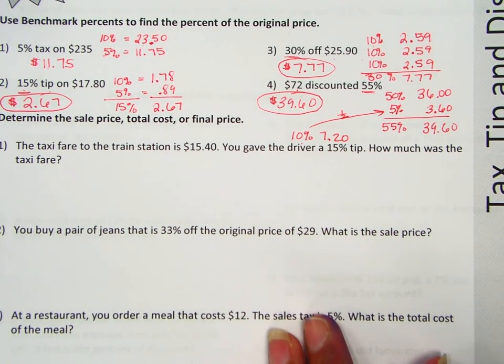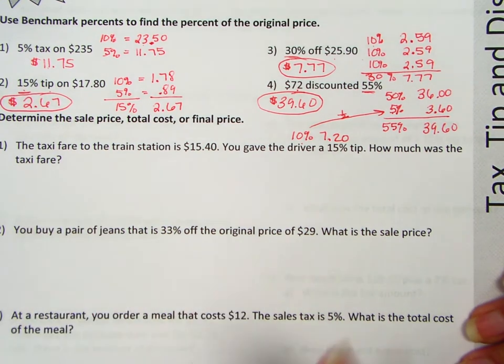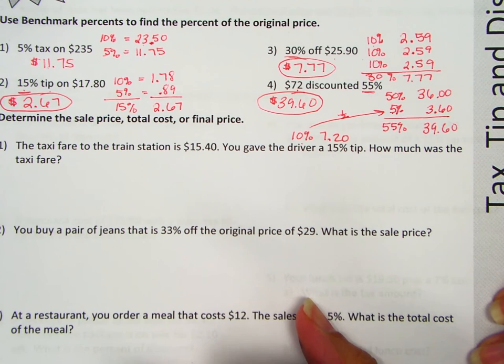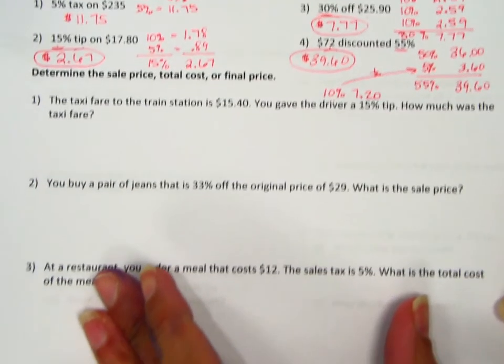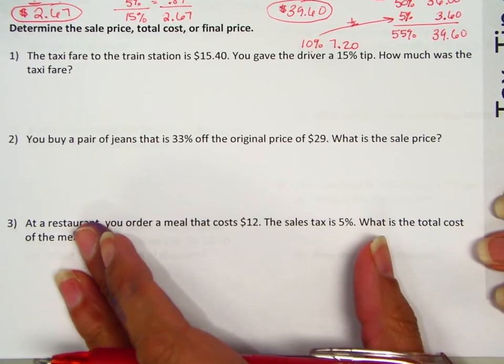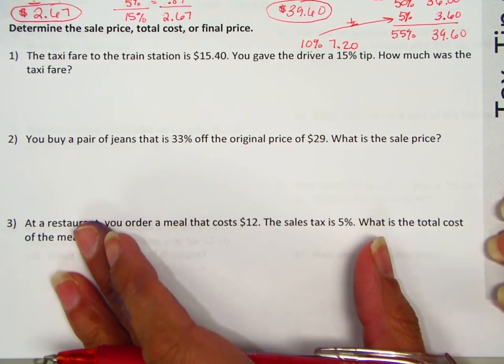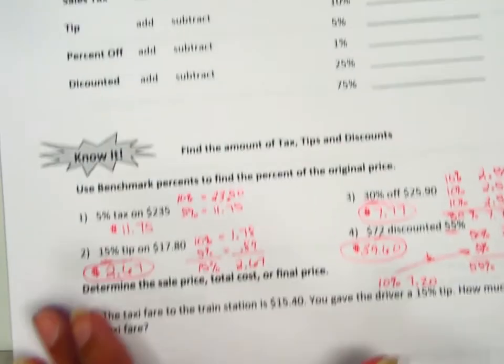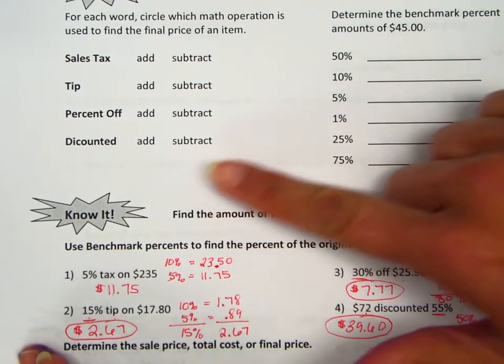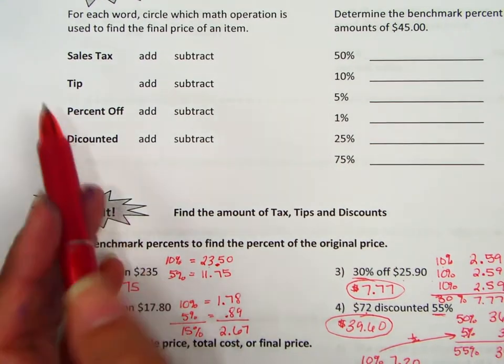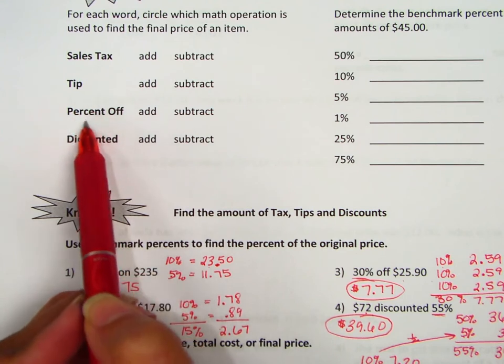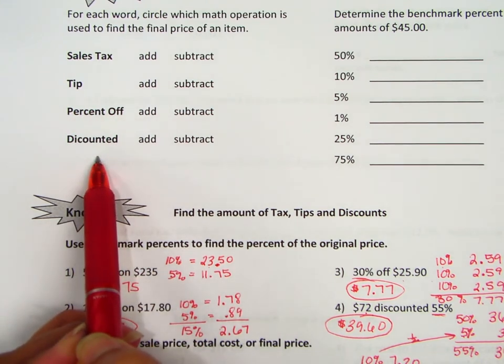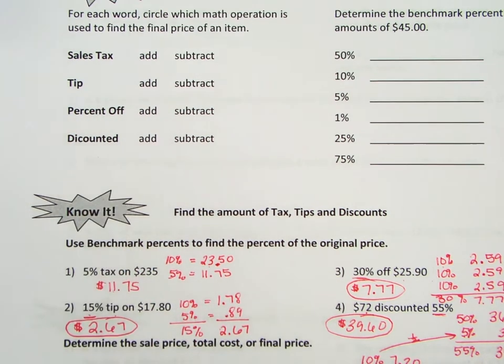So now that we know how to find percents using our benchmarks, find tips, taxes, discounts, well, let's use them in word problems and let's figure out what the final cost would be when we use tax, tips, and discounts. So hopefully you have finished the review it section and figured out whether or not we're going to add or subtract for each one of these, because those are the words that we're going to see in our word problems.